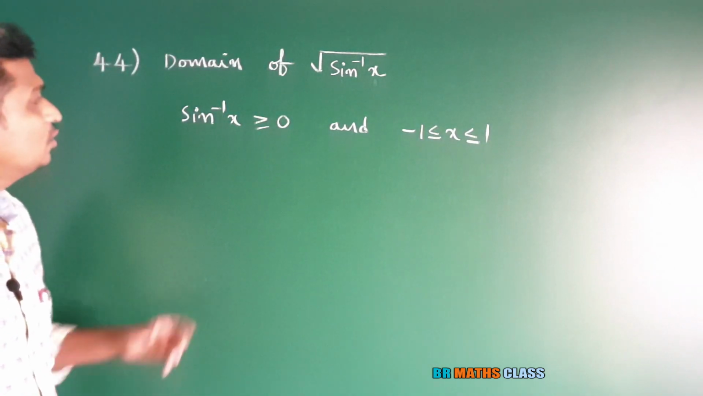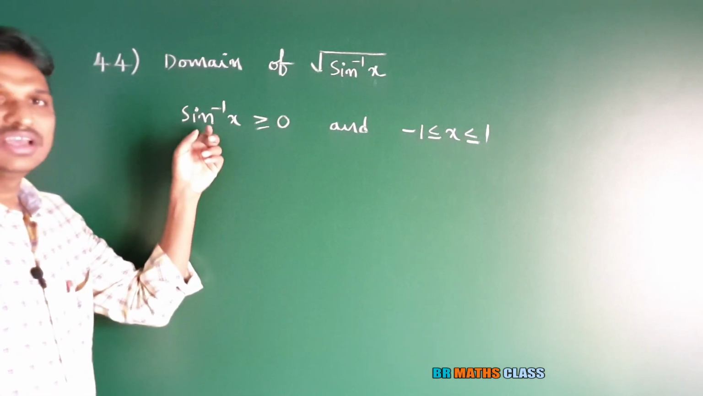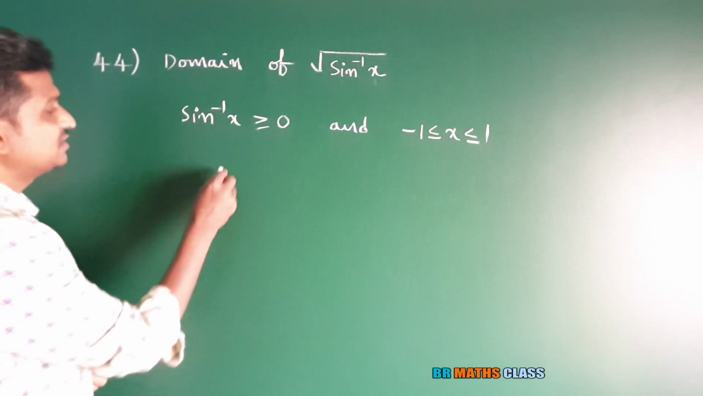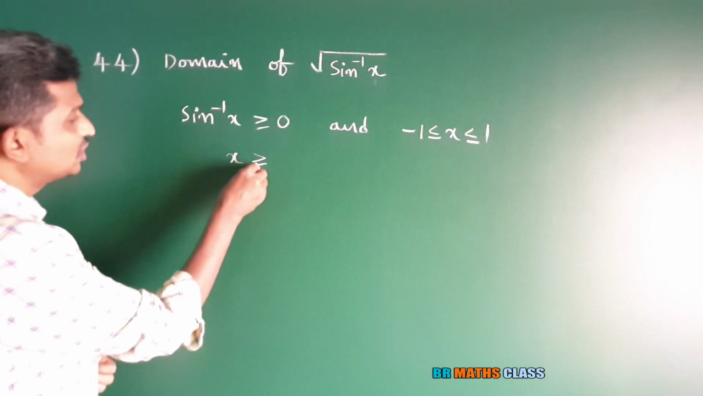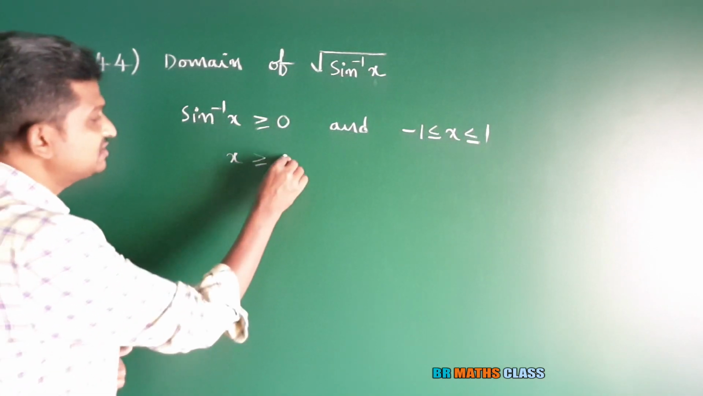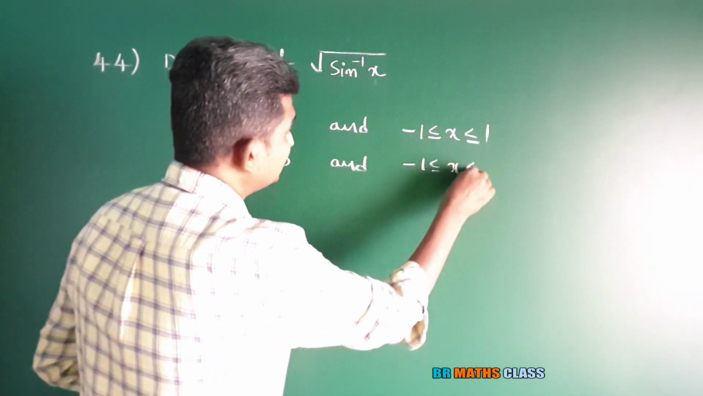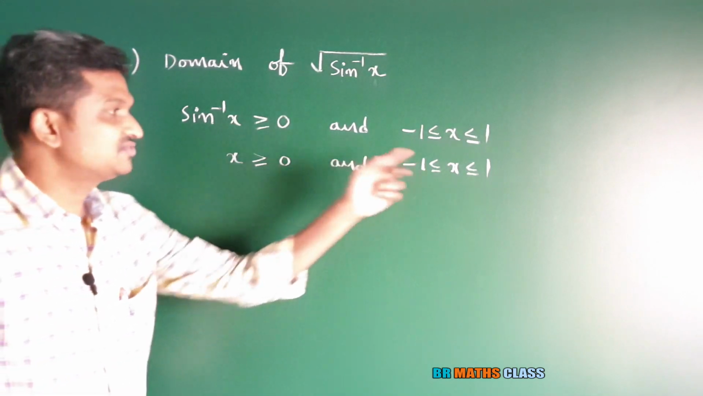Now I need to find the x values which satisfies both inequalities. For this I'll apply sin on both sides. We know that sin of sin inverse x is x. Sin of sin inverse x is x greater than or equal to sin 0. We know from trigonometry table sin 0 is 0, and -1 less than or equal to x less than or equal to 1. Now what are the x values which satisfies both the conditions?